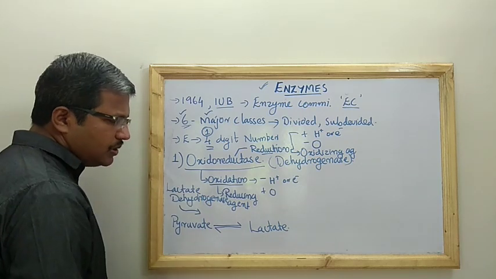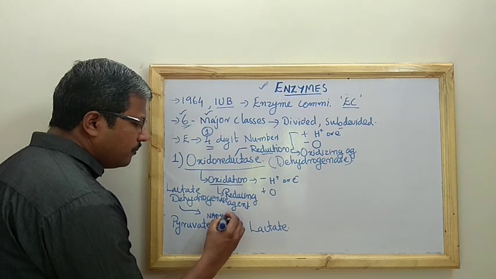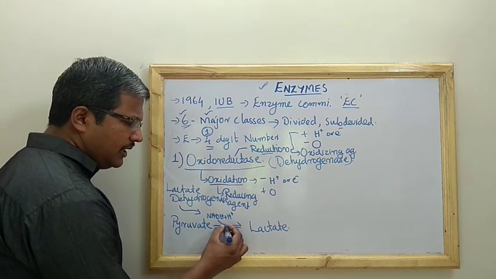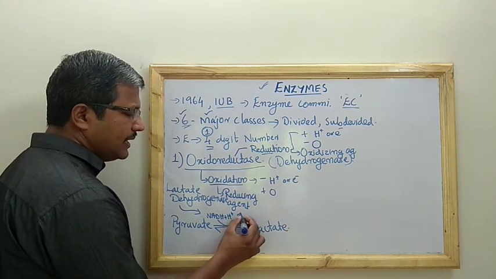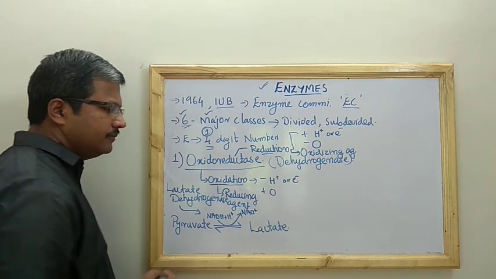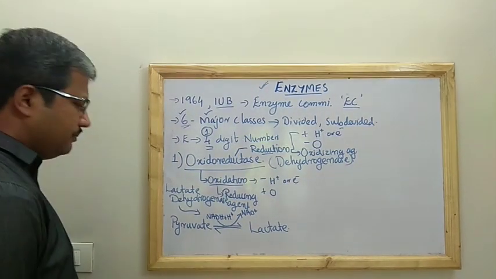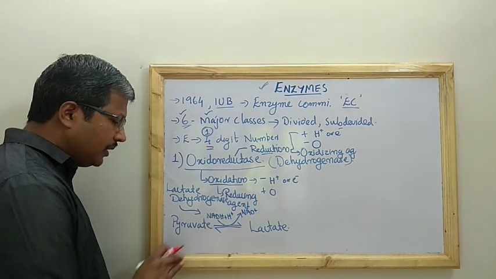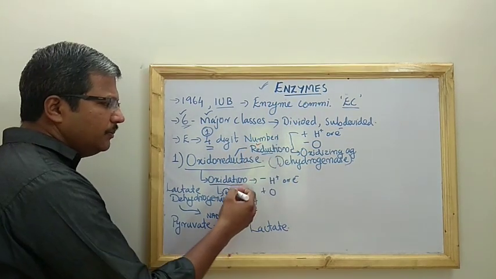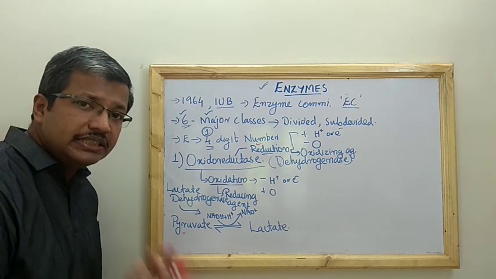So the second substrate will be nothing but the NADH plus H plus. This NADH plus H plus will be donating the proton and electron, and as a result it gets oxidized to NAD plus. So when pyruvate is converted into lactate, pyruvate undergoes reduction, and the reducing agent will be the one which is undergoing oxidation. So it is undergoing reduction, as a result it is the oxidizing agent.